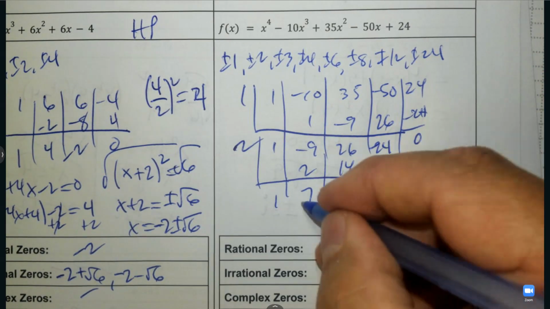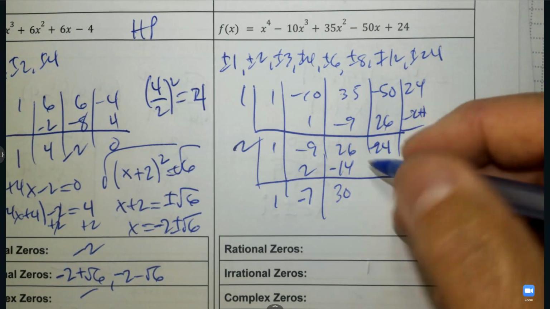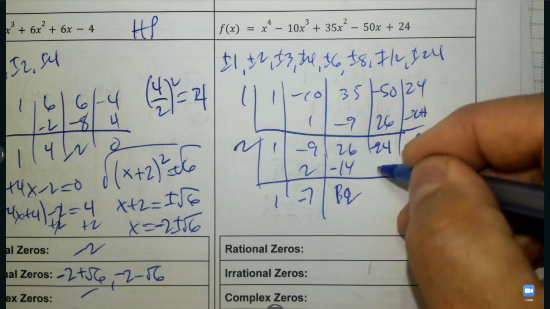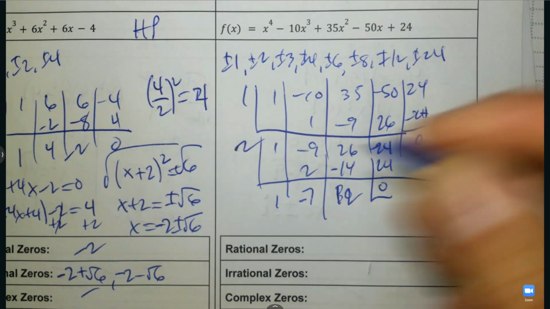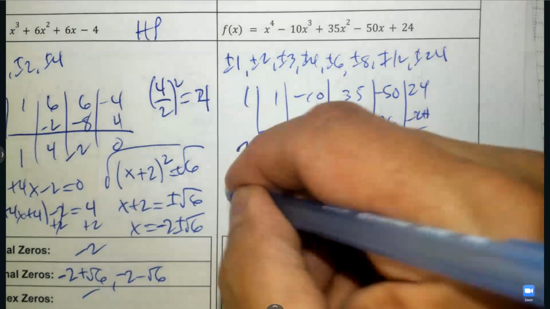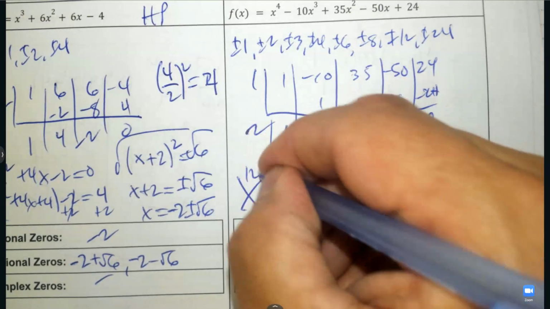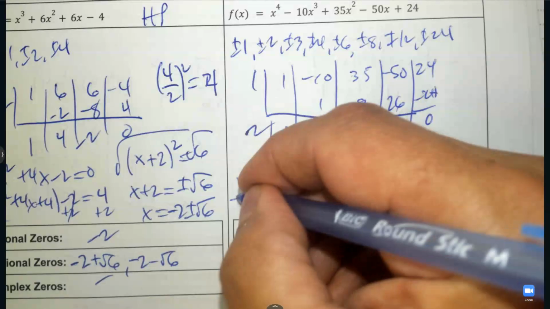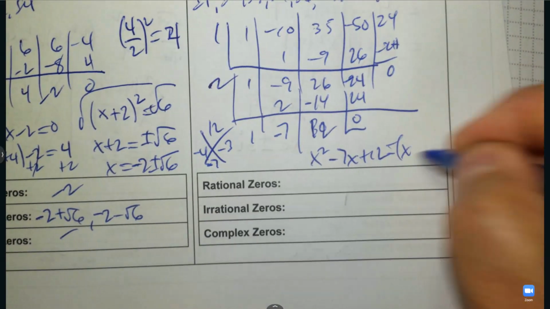What did I do wrong? -7. Let's get our signs right. And that's 12, and that's 24. All right, so that gives you 0. So that's x squared minus 7x plus 12. That's a diamond. So two numbers that multiply to 12 and add to -7. That's -4 and -3. And then we write them down, what they are.